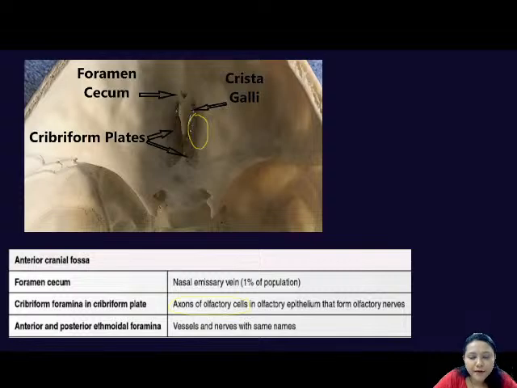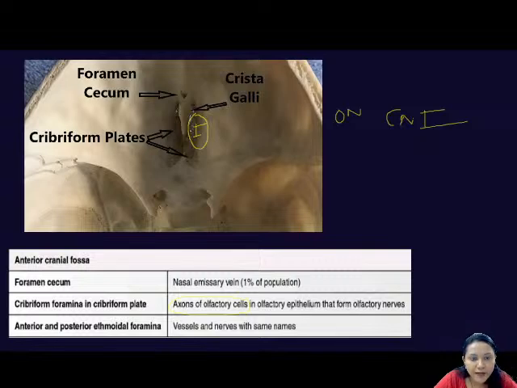So you know that the olfactory nerve is cranial nerve number 1. The cranial nerve number 1 will pass through these cribriform foramina in the cribriform plate. So the first cranial nerve is passing through the cribriform foramina in the cribriform plate of the ethmoid.